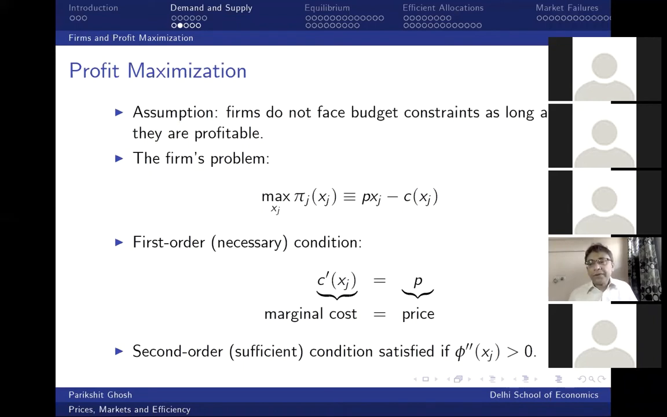Secondly, I just wanted to ask, is this assumption realistic? When we talk about firms in general, do they have increasing marginal costs? In some cases, yes. In some cases, no. There are a couple of things to say here.